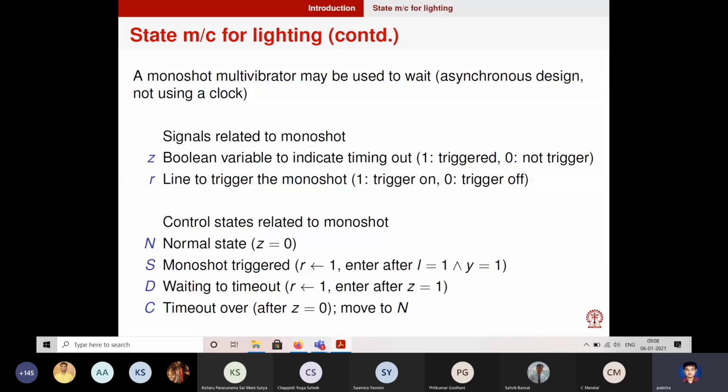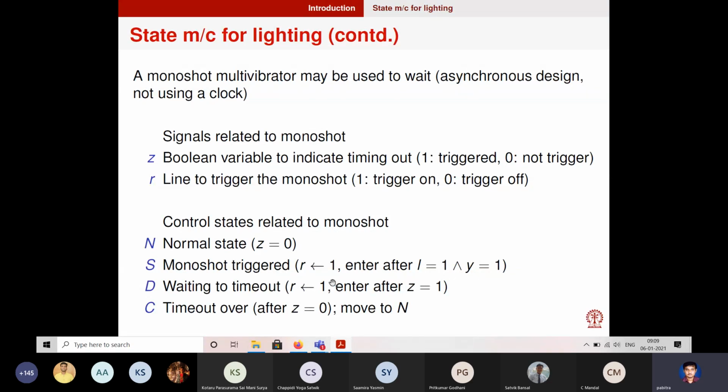Okay, so the control states of the monoshot will be a normal state, which is z equal to 0, that is not triggered. The normal state of the monoshot is not triggered. In the higher state, it is triggered, which is r equal to 1. That means it will trigger when the trigger line is 1. And this line will be 1, as you can imagine, based on our problem. It will go to 1 only when either the inside lightning is low or the outside lightning is also low. Only then this will be triggered.